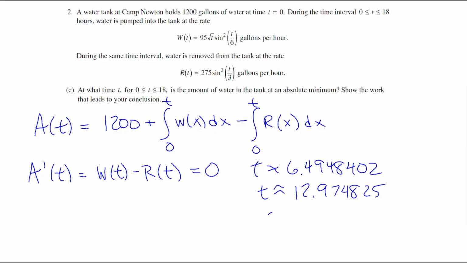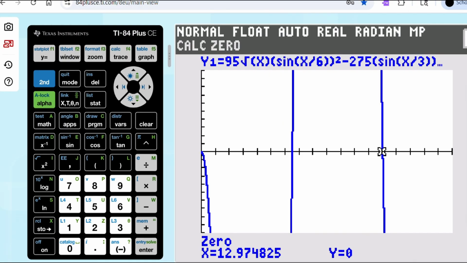And of course, we also want to check the endpoints of t equals 0 and t equals 12. Now, we could go through and just make a chart with all 4 values, or we could do a little bit of analysis and note that on our graph, our derivative, and we're looking for a minimum, right? Our derivative was negative, which means the rate of change was going down. The amount of water was going down. The rate of change was negative from 0 to that first x-intercept.